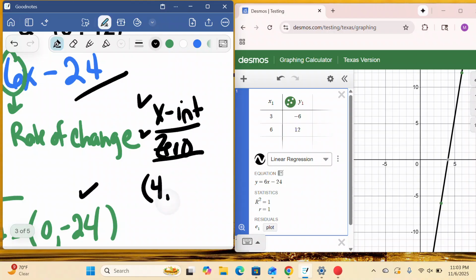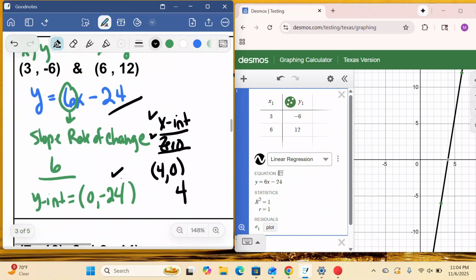So my x-intercept is (4, 0), or I can just say my x-intercept or my 0 is 4. So it's just understanding the concept, understanding the y equals mx plus b. Let's do a couple more practices.